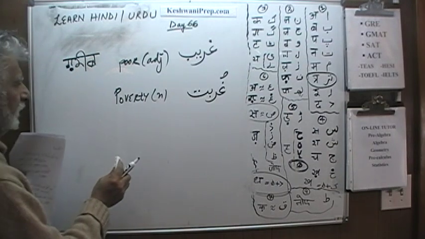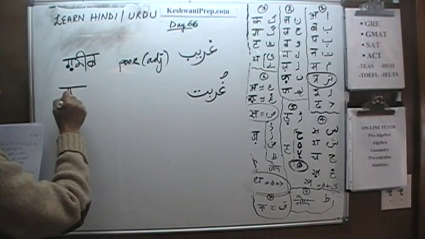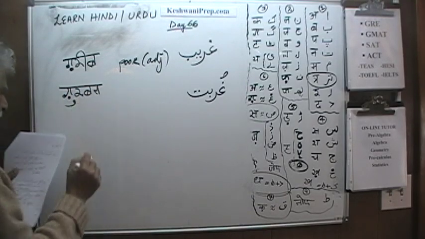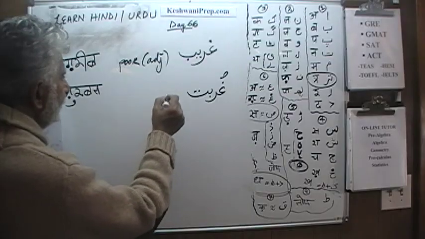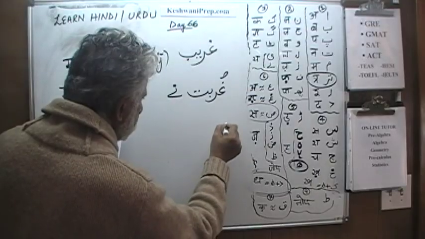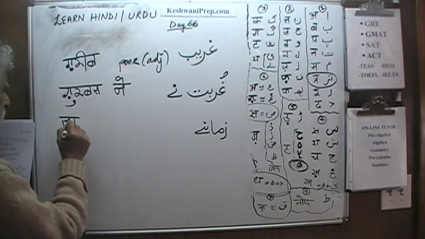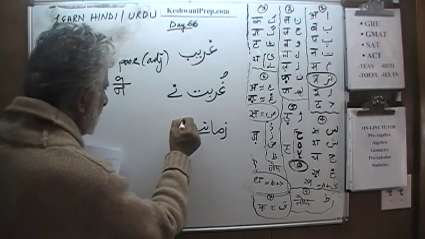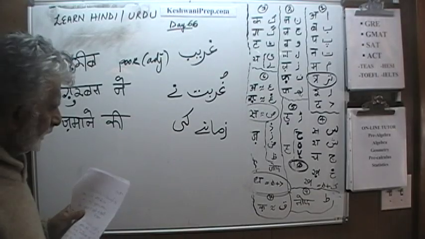We have to erase all of this thing. Well, I'm going to leave that one here because I already wrote it here. Let's continue here. Gurbat. Gu ra ba ta, gurbat. गुर्बत ने ज़माने की निगाहों. We have done this word before.